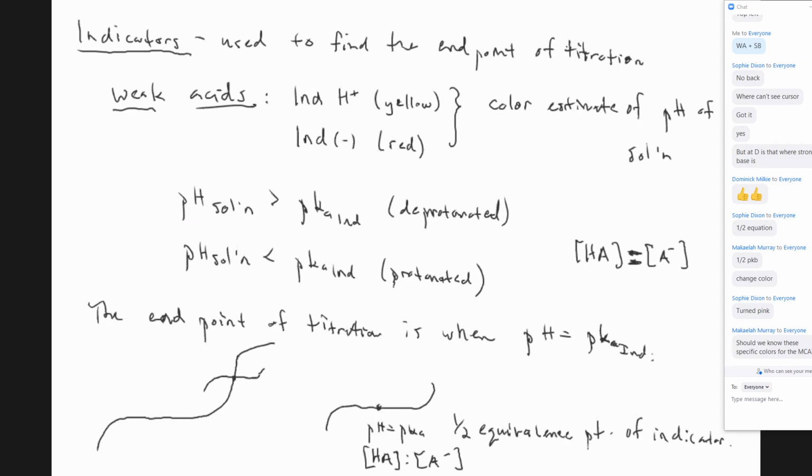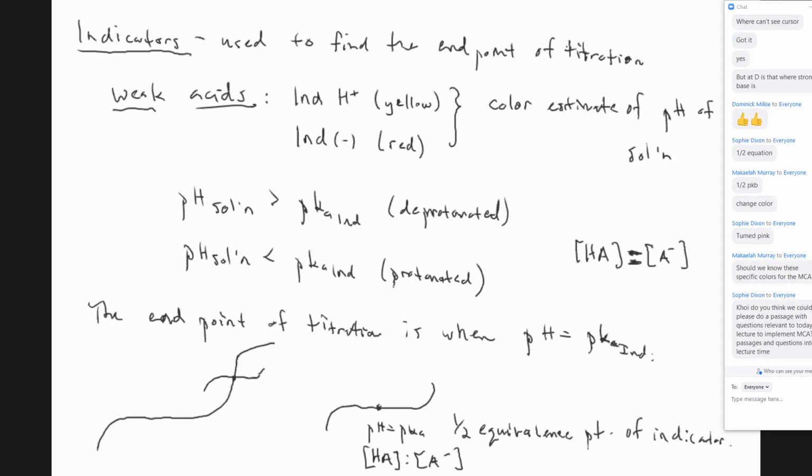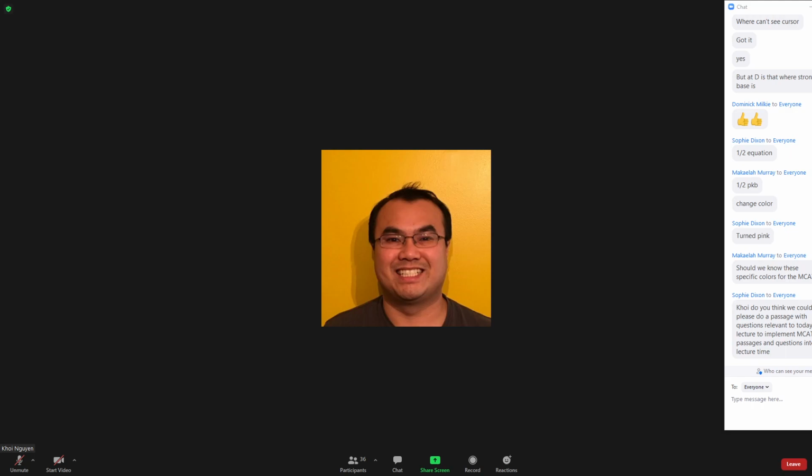So let's take a look at some polyprotic acids and the titration curves. Then we'll also take a look and do some practice problems dealing with buffered titrations. Okay. Yep, definitely going to do that. That's what I'm doing now. So I'm going to share screen.